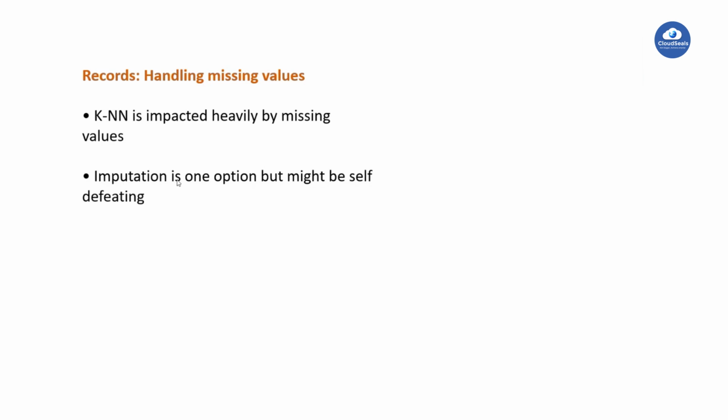So handling missing values is also important. Imputation is one option. Imputation is one of the methods that automatically identifies whether it is categorical data or numeric data. Based on the data type, it will replace the missing values. That concept is called imputation.